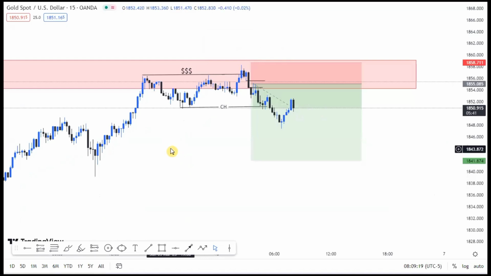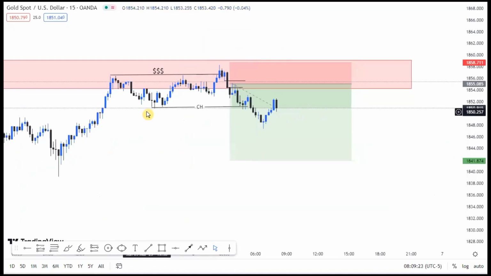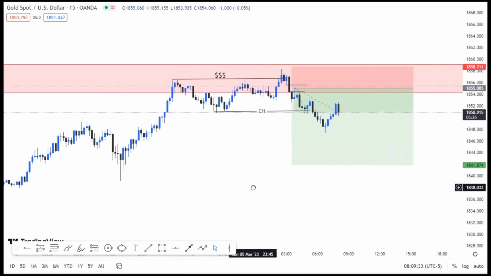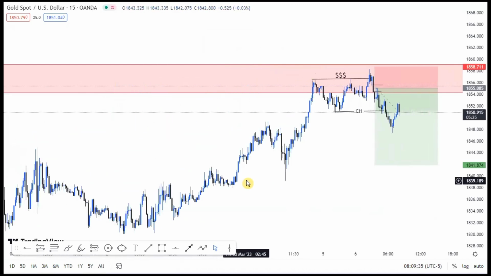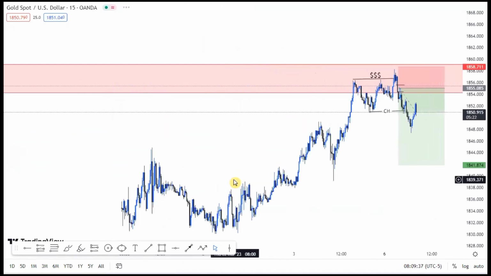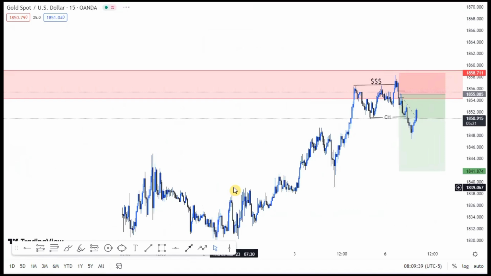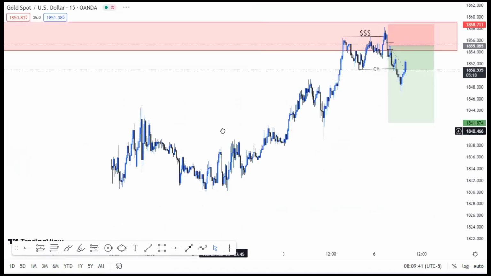So after a few hours, I had a break to the downside. There was a break of the character, the low. There was a break of that low, which led to a change in character. So now, what I was doing is waiting for price to return back to that zone, to return back to the supply zone which it created.